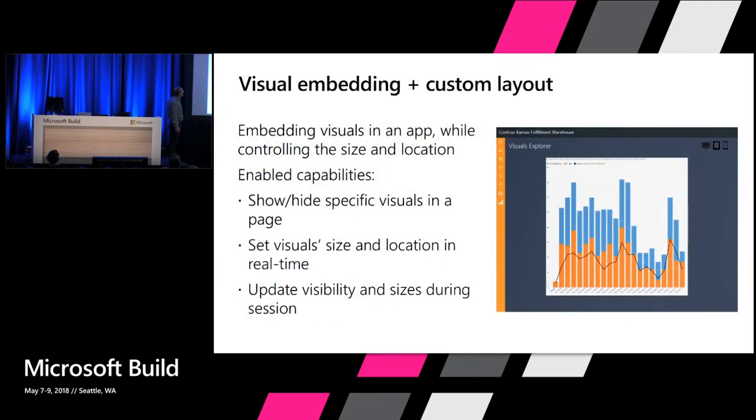Another example is visual embedding and the custom layout. You can actually now take a report. You don't have to embed the whole report. You can just select a certain visual, a number of visuals from this report, select where to embed it. So there's a lot of control over the size of what's being embedded, so there's a lot of controls that we added for the application to control how this visual is showing up in the application.